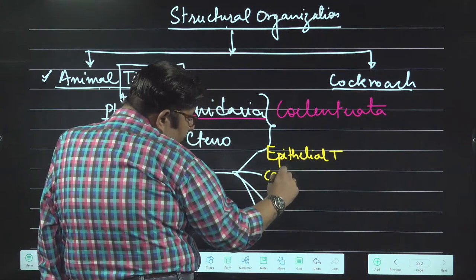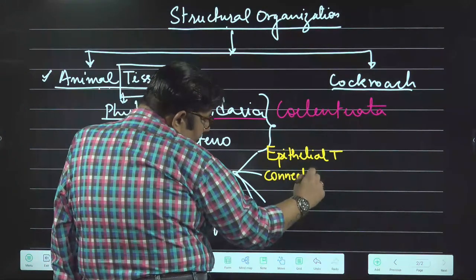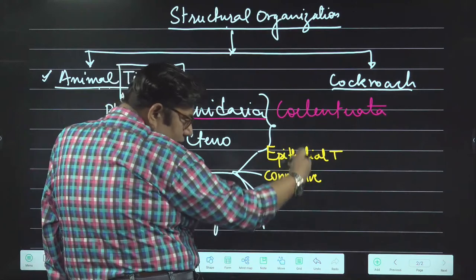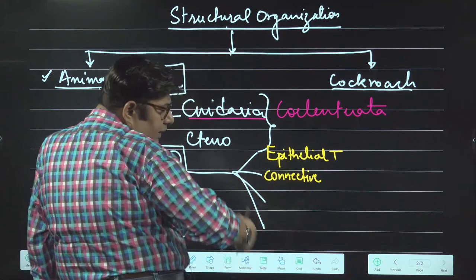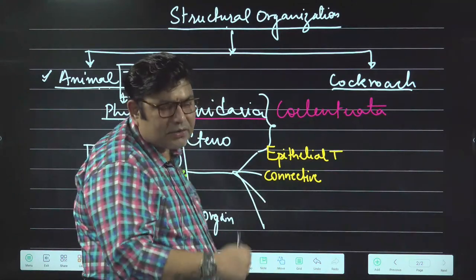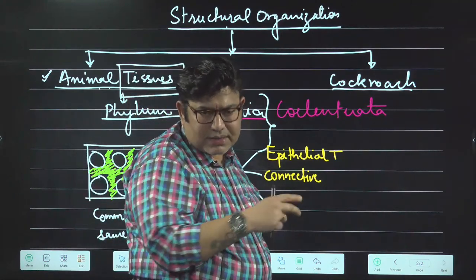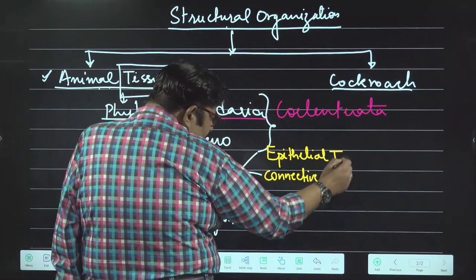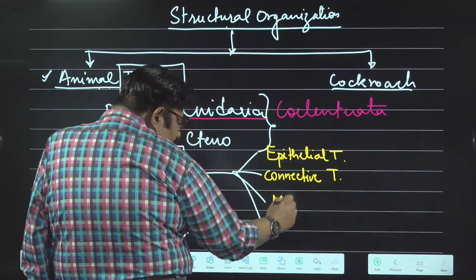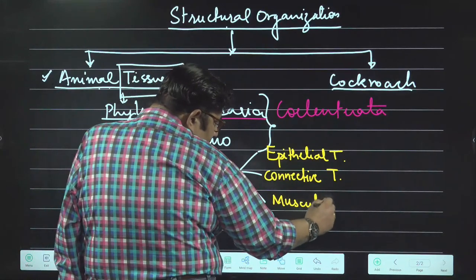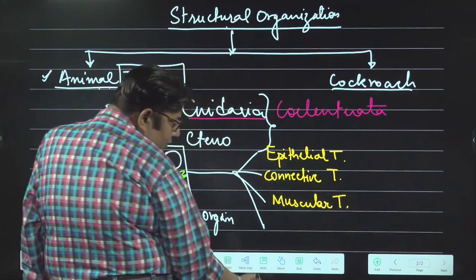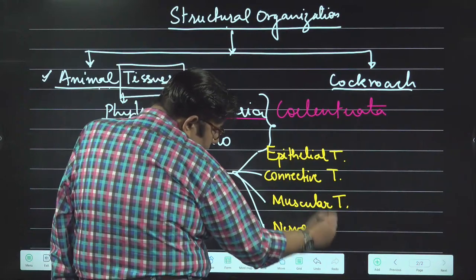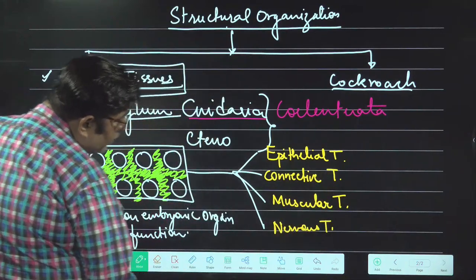And we all know that these tissues are epithelium or epithelial tissue. Then we have the connective tissue, which also helps in providing support. Yes, it provides connections between the other tissues. Apart from that, it provides support and helps in transportation of substances. So connective tissue is the second one. Then we have the muscular tissue, the contractile tissue, and we have the nervous tissue, okay? So they all have a common embryonic origin.